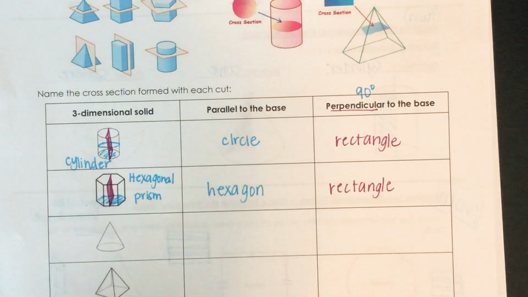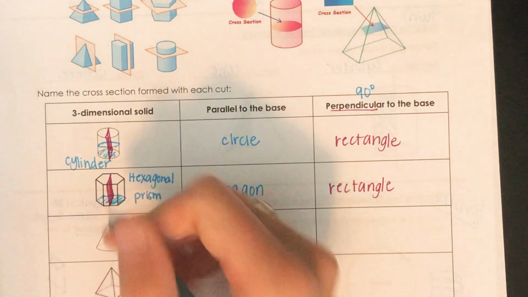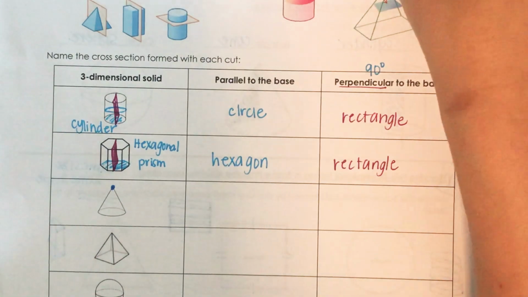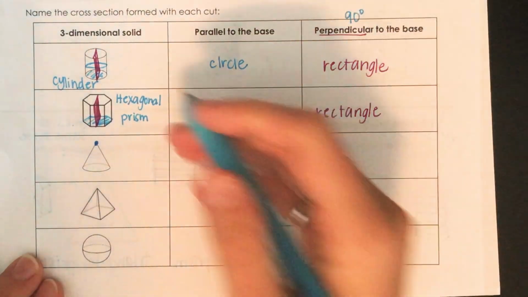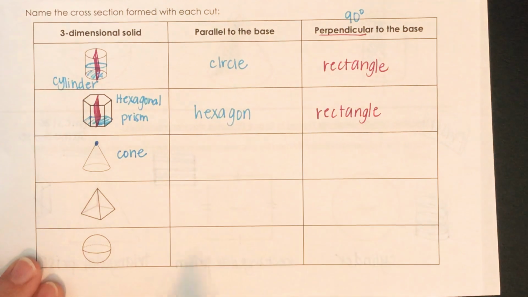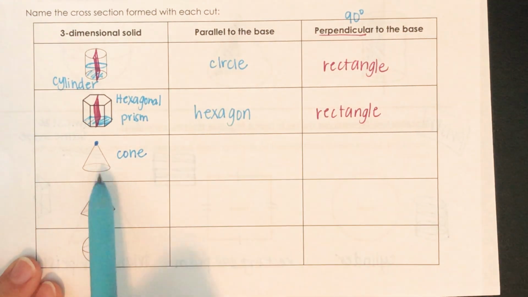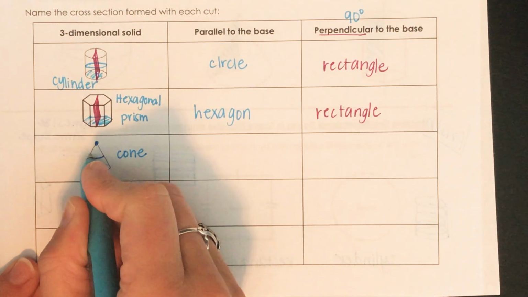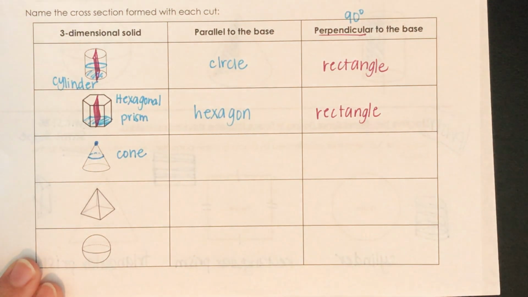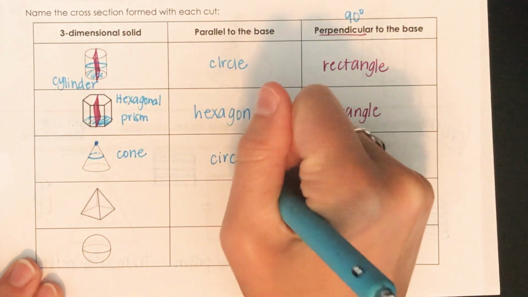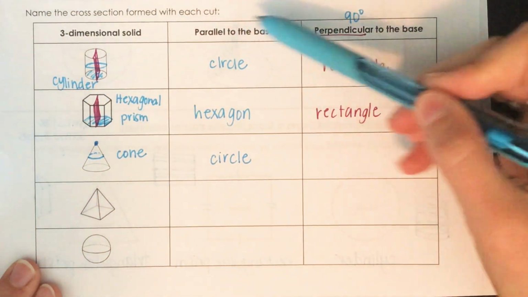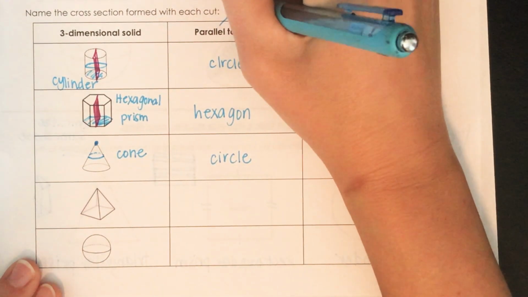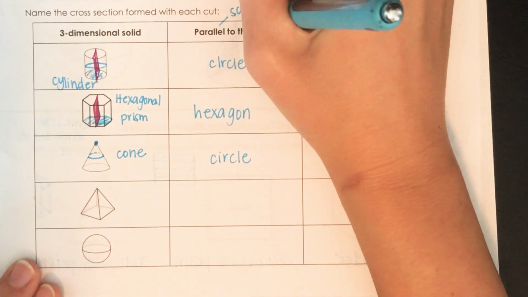Now, the next one, I've got a circle at the bottom and it comes up to a point. This looks like a party hat or an ice cream cone, right? So this is a cone. If I cut parallel to the base, that means the same as the bottom, I'm going to be getting something that looks like this, which, oh my gosh, is a circle. So notice when you're cutting parallel to the base, it happens to be the same shape as the base.